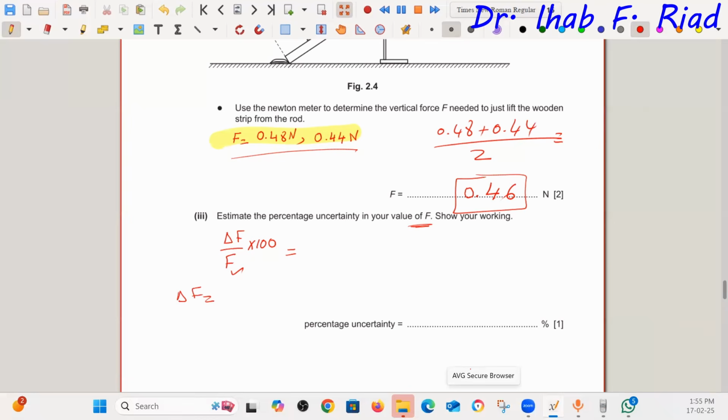Well, you can use the device uncertainty if we are taking just one result, one reading. If we did the experiment once, then yes, we can get the uncertainty from the instrument uncertainty, but we are carrying it out twice. So it is going to be the maximum minus the average. What is the maximum for F?